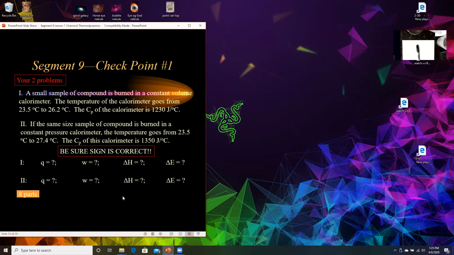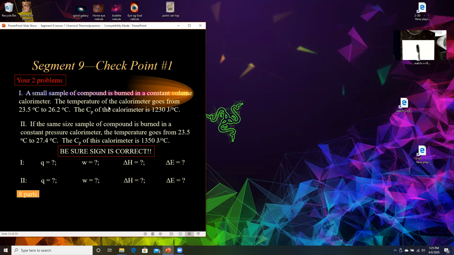And here is number one. If you look at this one now, what are we doing? We've got the compound burned at constant volume. So this is a constant volume process. I've given you the heat capacity of the calorimeter and the temperature. You can get the temperature change. So Cp times delta T is going to be Q. And you can calculate that, and that'll go here.